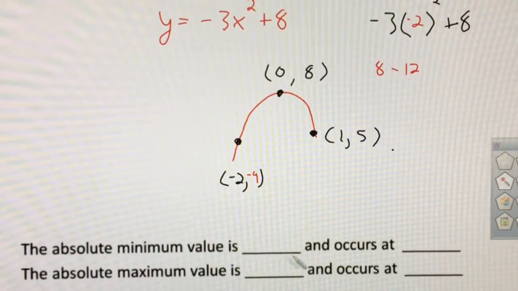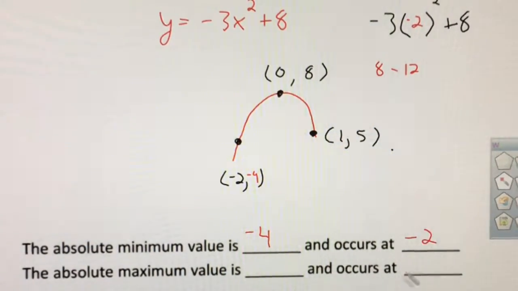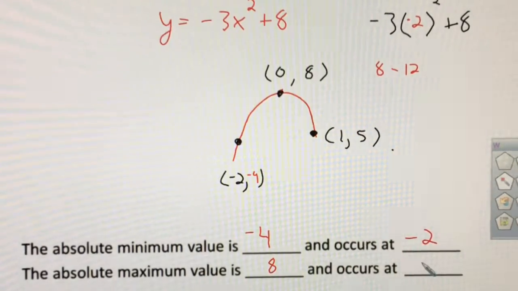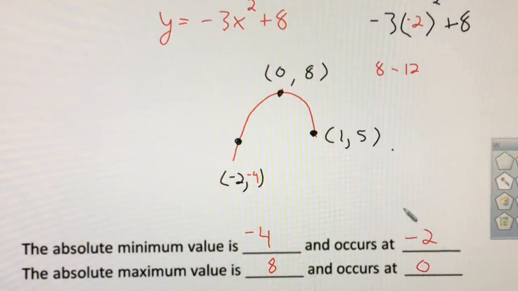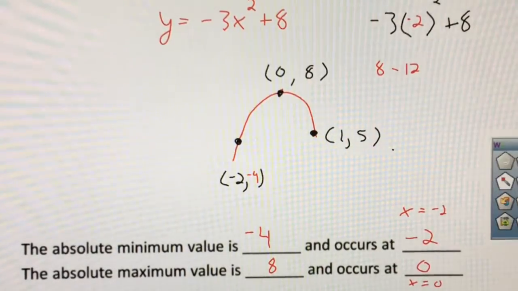So the absolute minimum value is negative 4. It's the lowest y value. And that occurs at the x value negative 2. The absolute maximum value is my vertex, 8. And that occurs at the x value of 0. Test scenario might say at x equals negative 2. It might say at x equals 0. I don't know what the test format's going to be.